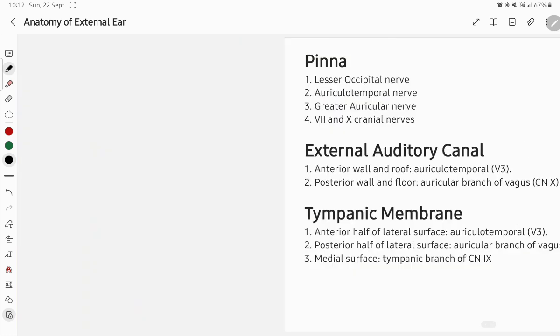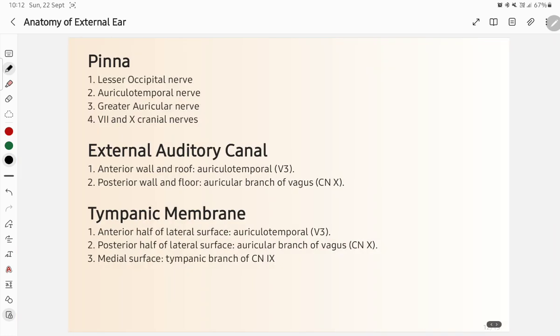So let's do a quick revision. The pinna is supplied by four nerves: lesser occipital nerve, auriculotemporal nerve, greater auricular nerve, and 7th and 10th cranial nerves. EAC is supplied by the auriculotemporal nerve and auricular branch of vagus nerve. The tympanic membrane is supplied by auriculotemporal nerve, auricular branch of vagus nerve, and the tympanic branch of glossopharyngeal nerve. That's it for the anatomy of external ear. We'll learn about the anatomy of middle ear in the next lecture.